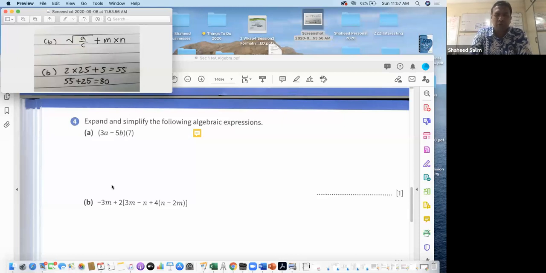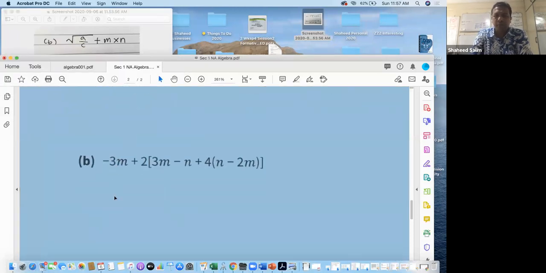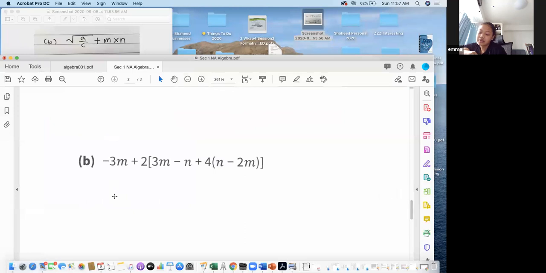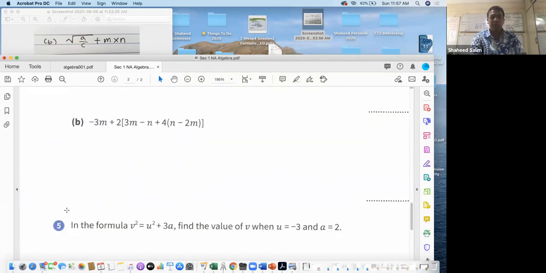Which one do you do first? Oh, yeah. The bracket inside the bracket. Ah, yes, well done. The innermost bracket. Then after that, you multiply, right? And then the next bracket. And then the final one. Well done. So it's easy for you, huh?